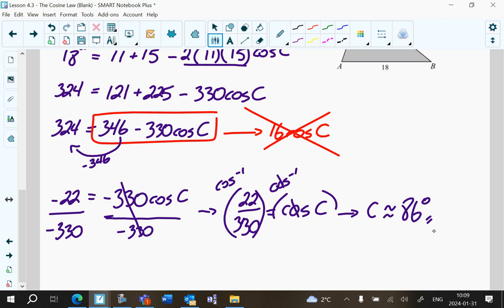So those are the two situations where cosine law comes into effect: two sides and the angle between them, or all three sides. And notice when you're finding the missing angle using cos, it does involve a little bit of work. You've got to know your algebra skills.